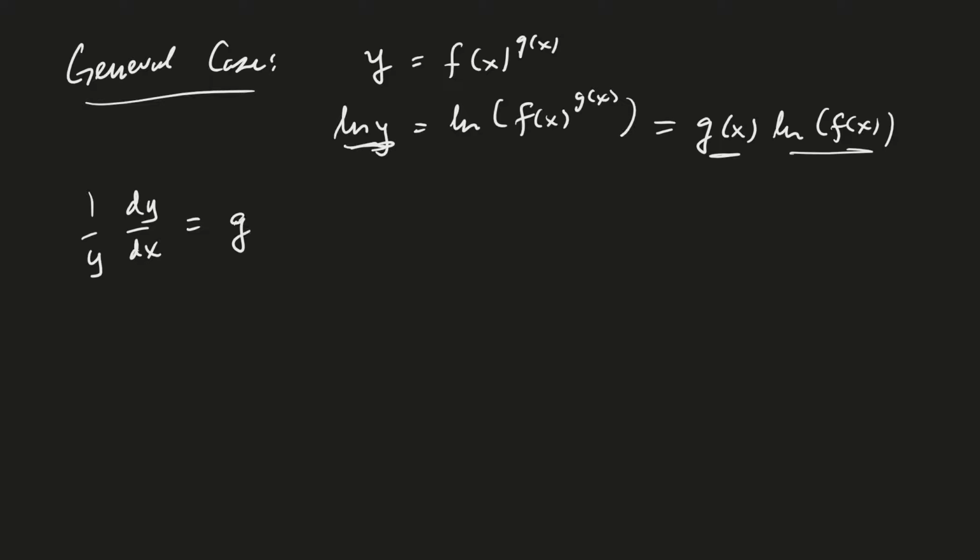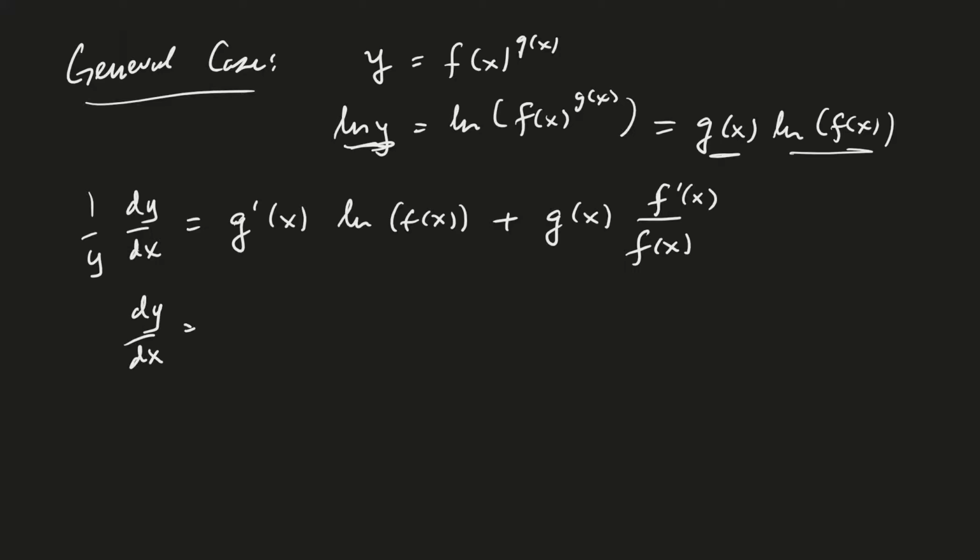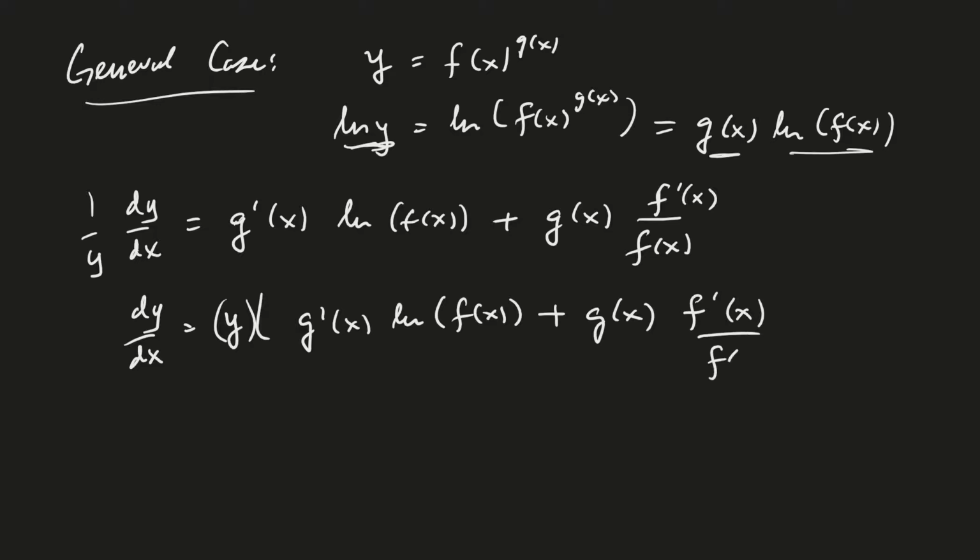That's going to be g prime of x times the natural log of f of x plus g of x times the derivative of the natural log of f of x, and that's 1 over f of x times f prime of x. You could put the f prime up on top. Good. And so then you would go ahead and multiply both sides by y. So you'd have y times g prime of x natural log of f of x plus g of x. Lots of writing, but I think you see what's happening here.